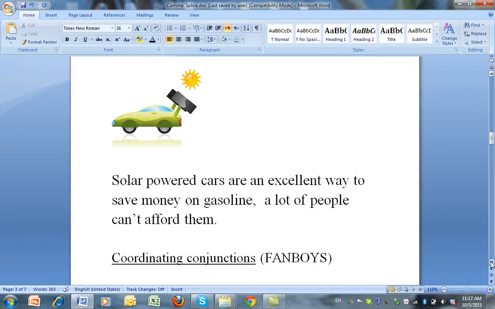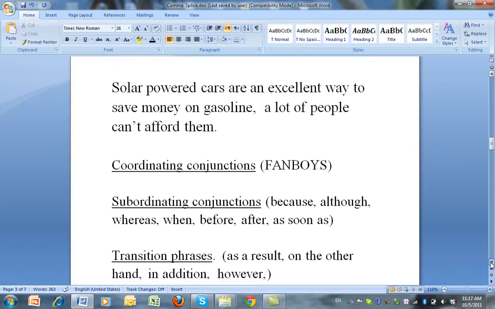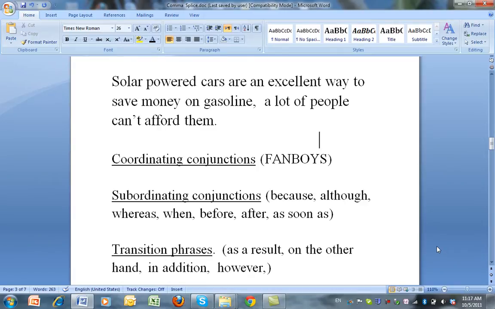So if we're going to connect them or show the relationship between them, then we need a tool. We can choose a coordinating conjunction, a subordinating conjunction, or a transition phrase. Let's look at coordinating conjunctions. Which coordinating conjunction would be best? To answer that question, you have to think, what's the relationship between these ideas? Is it one of effect, one of cause, one of addition? Think about it for just a second.